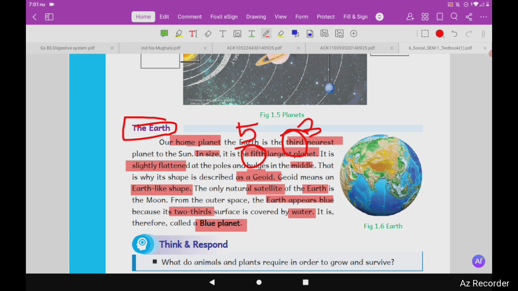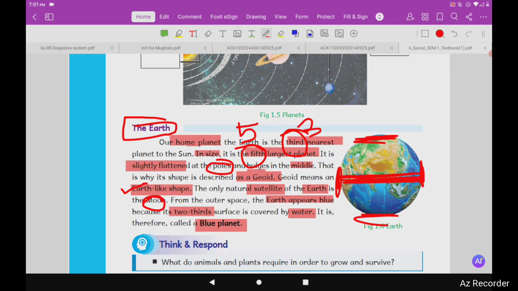It is slightly flattened at the poles, and a little bit bulged at the center of the earth. This kind of shape is called geoid. What is it called? Geoid. Geoid means earth-like shape. The only natural satellite for the earth is the moon. Already we discussed just now. Moon is the only satellite for the earth.